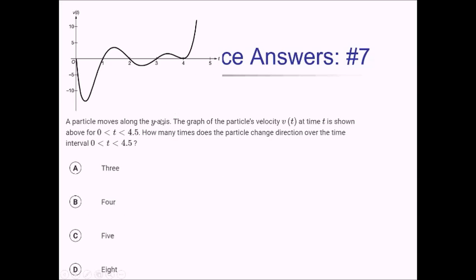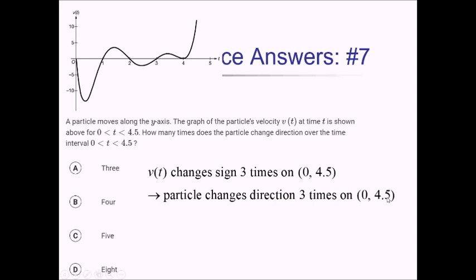For this one, we have a particle moving along the y-axis. The graph of its velocity is shown above, and we want to know how many times our particle changes directions between 0 and 4.5. So if I'm asking where the particle changes directions, I'm looking for sign changes in velocity. So the velocity is going to change sign according to this graph whenever it crosses the x-axis. So this happens 1, 2, 3 times, and we have a bounce here. This doesn't count. This origin intersection also does not count since we don't know if we're crossing or not. So 3 times guaranteed. This means that our particle changes directions 3 times on 0 to 4.5, giving us choice A.